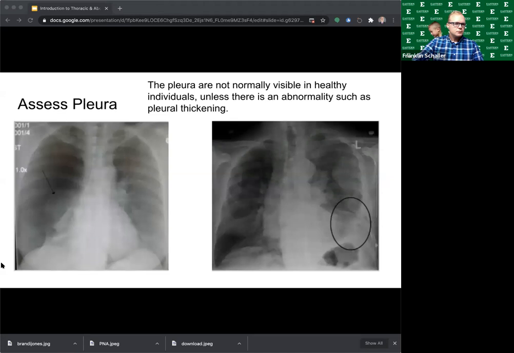You're gonna wanna assess the pleura as well. And the pleura typically are not normally visible in your healthy adult patient, unless there's an abnormality such as pleural thickening. So this image on the left shows a pneumothorax on the left-hand side. And on the right, our image is showing a patient who has the clinical scenario of mesothelioma. So again, couple clinical examples of abnormalities that you might pick up on your chest x-ray.